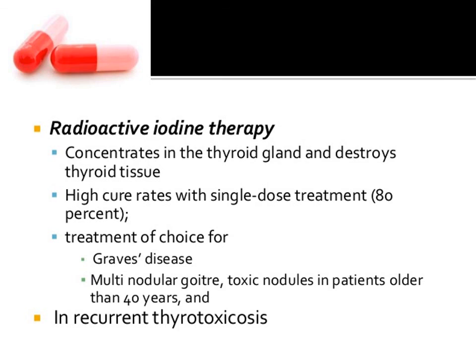Radioactive iodine therapy concentrates in the thyroid gland and destroys the thyroid tissue, and it has a higher cure rate with single dose treatment. So, the treatment of choice for Graves' disease or toxic multinodular goiter in patients older than 40 years could be radioactive iodine therapy followed by thyroxine. In recurrent thyrotoxicosis it is also the treatment of choice.